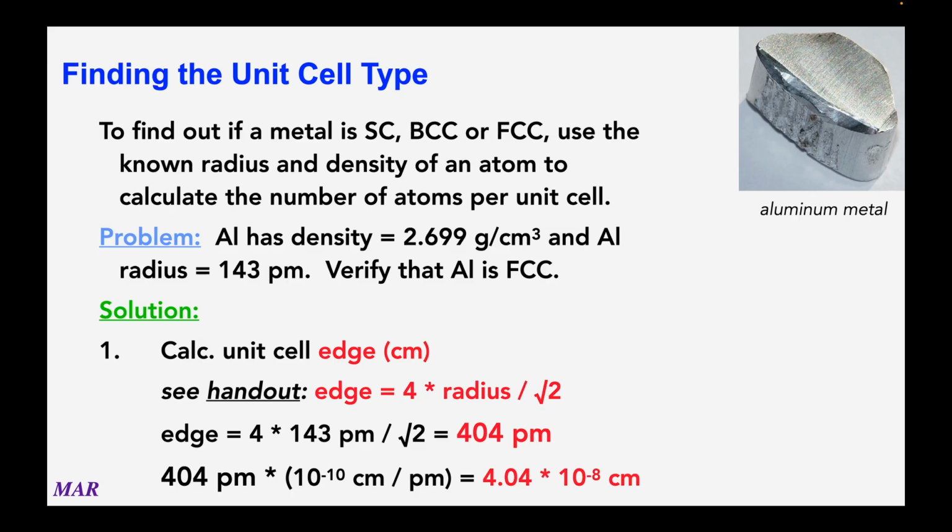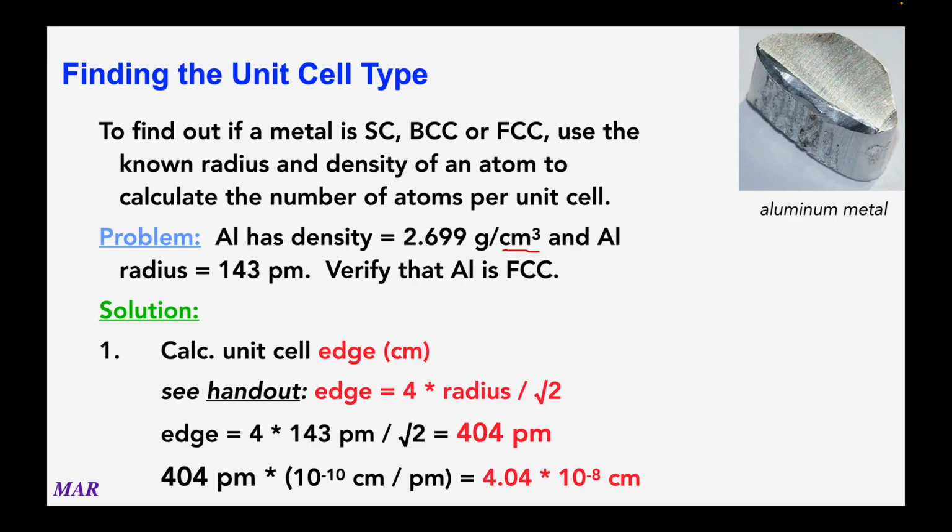Now, in the next step, we're going to take the edge and cube it, because edge is length, and length times length times length equals volume. Because these are cubes, length, width, and height are all the same. So edge cubed equals volume. We're going to turn this edge into a volume. But if we take an edge in picometers and cube it, we're going to get a volume in picometers cubed, which is quite crazy to deal with. And if you look at these values, density is in centimeters cubed.